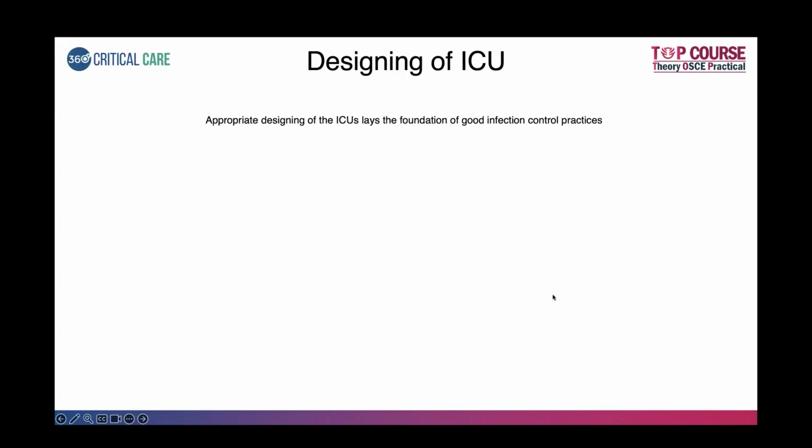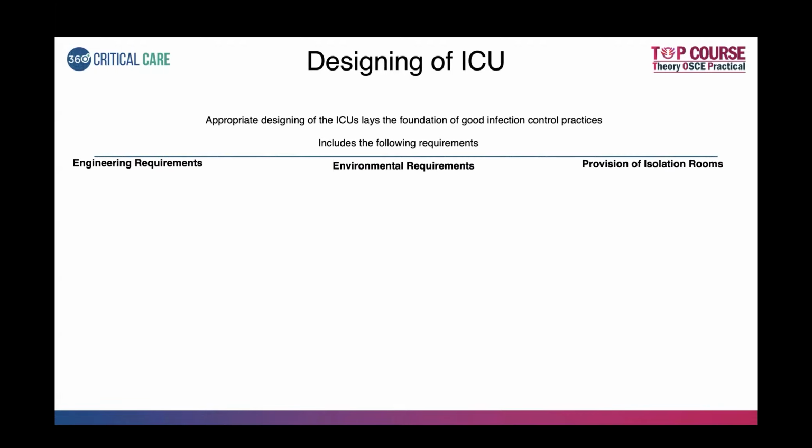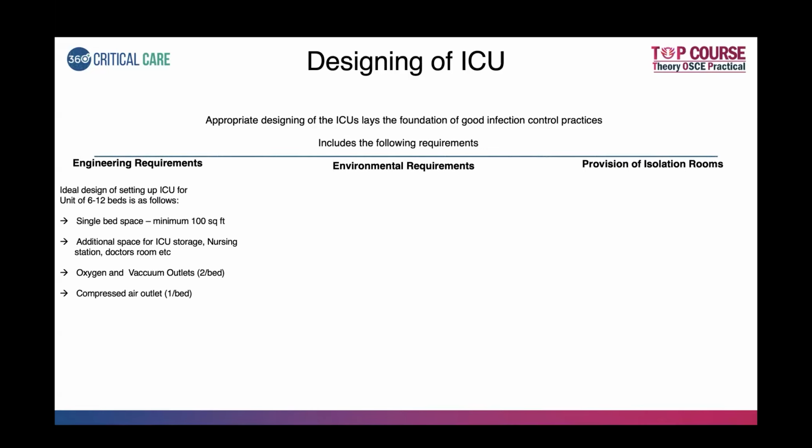So coming to the designing of the ICU, appropriate designing of the ICUs lay the foundation for good infection control practices. So it includes the following requirements. You can classify it into three parts: engineering, environmental, and provision of isolation rooms. So ideal design for setting up an ICU unit of 6 to 12 beds is as follows.